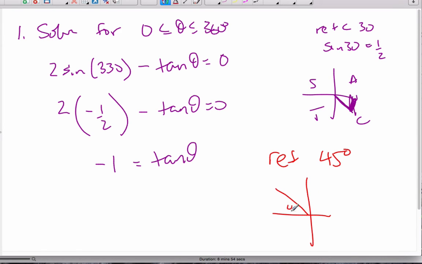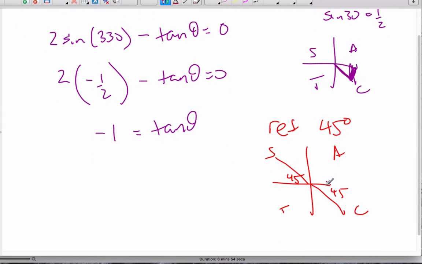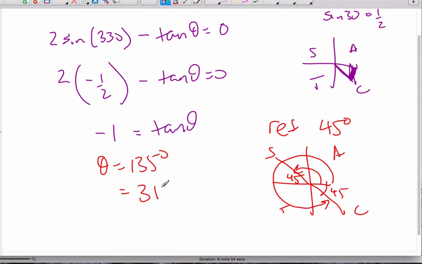That means it's going to be here 45 degrees and here 45 degrees because all students take calculus. This is where tangent's negative. And so then my reference angle is 45 in this quadrant. So I'm going to go from here to here, which is theta will be 135. And all the way around to here gives me theta to be 360 minus 45, which is 315. Those are my two values.